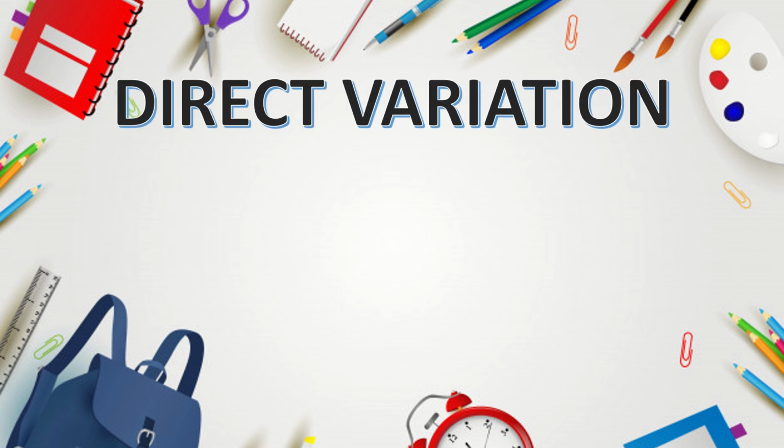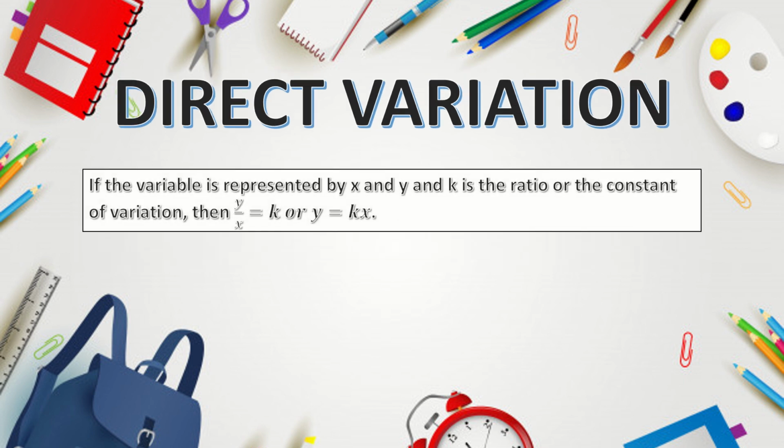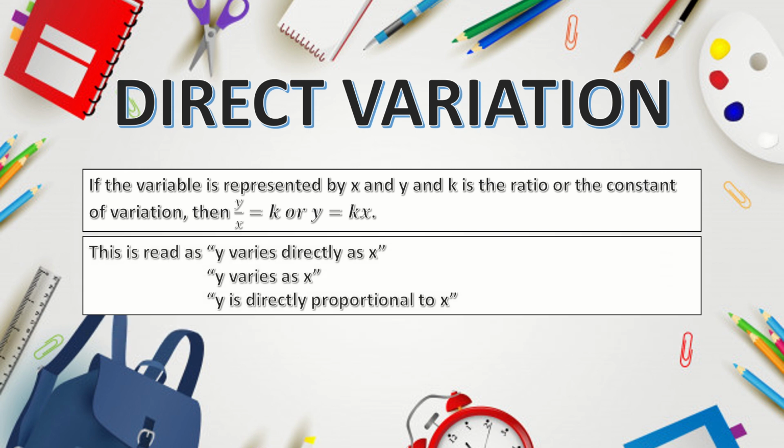That example is called direct variation. If the variables are represented by x and y, and k is the ratio or the constant of variation, then y over x is equal to k, or y is equal to k times x. This is read as y varies directly as x, y varies as x, and y is directly proportional to x.